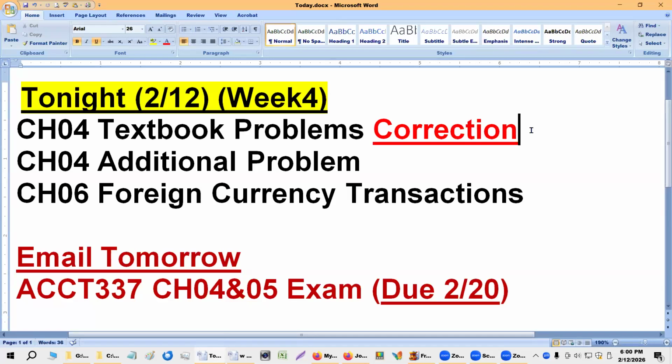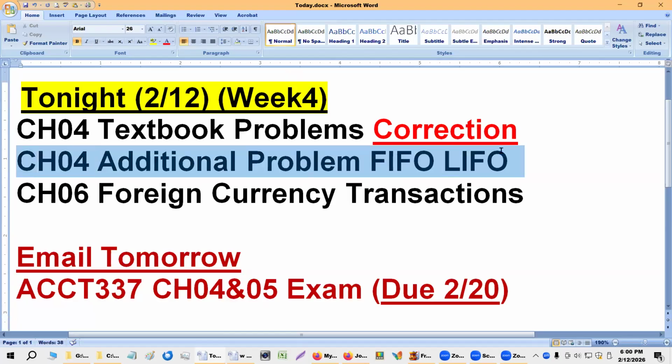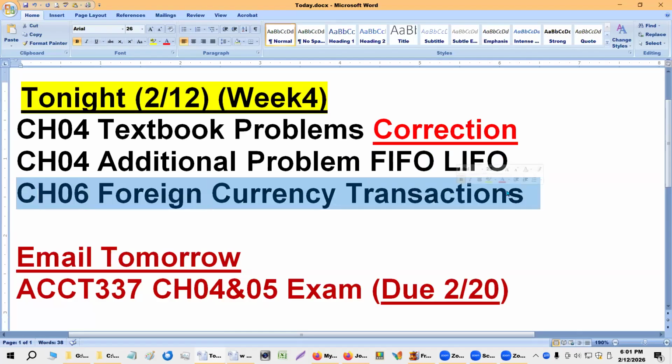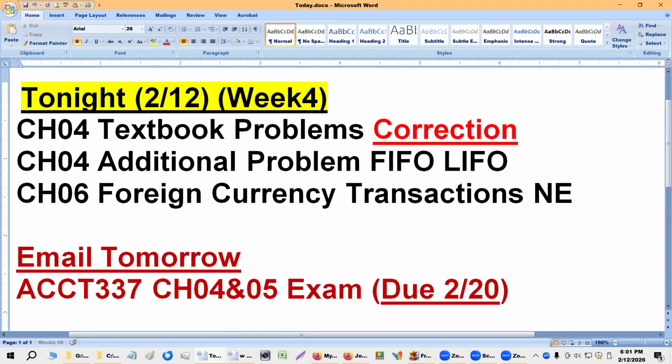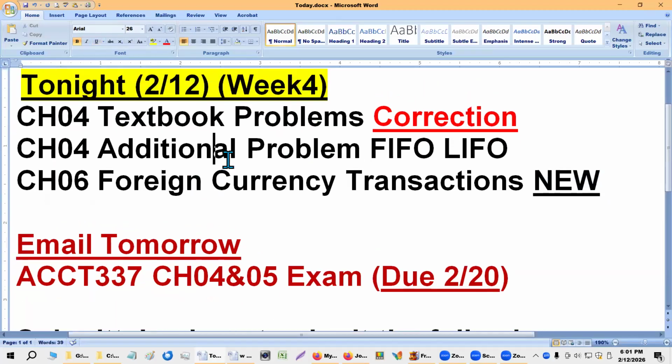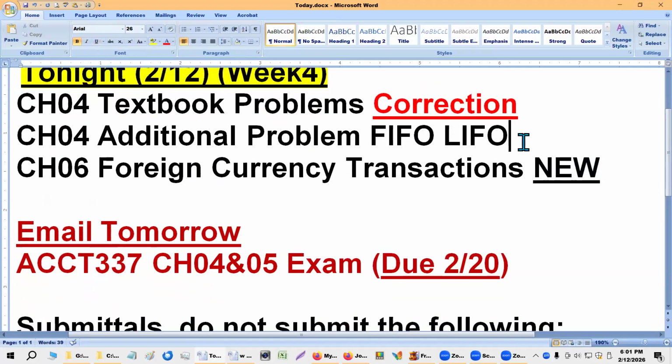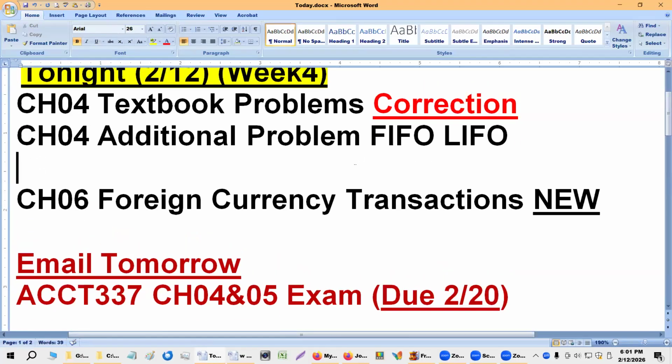But anyway, then there's going to be an additional problem on LIFO FIFO. This comes from going through the grading notes for the chapter 4 and 5 exam, and a lot of them were on LIFO FIFO, so I figured I better go over it. And then the new stuff is the foreign currency transactions. Let's separate that one out so that we know that it's different.